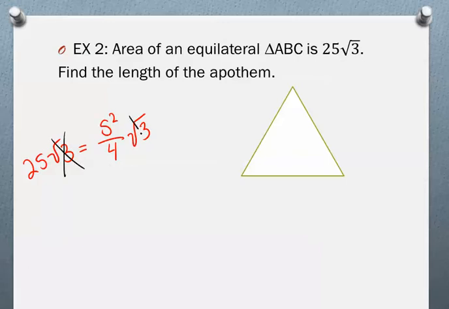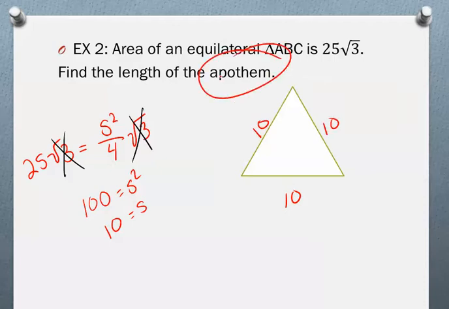The square root of 3 will cancel. I can multiply by 4. Get 100 equals s squared. S equals 10. So each side is going to be 10. But we want to know what the apothem is. And so our perimeter equals 30.